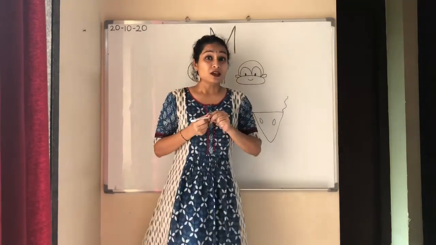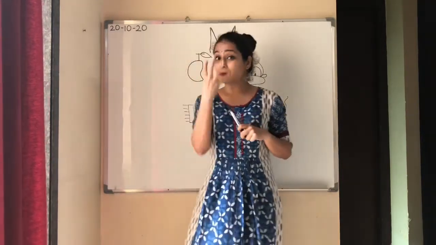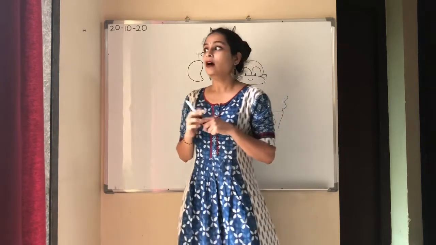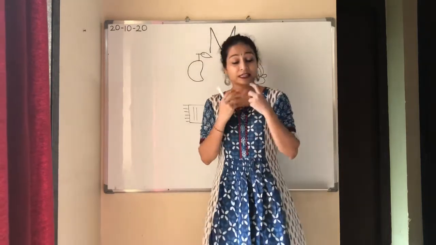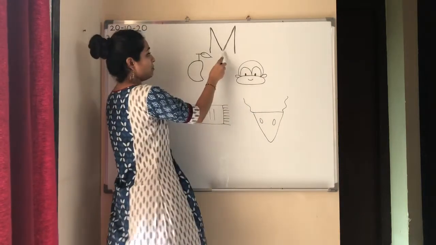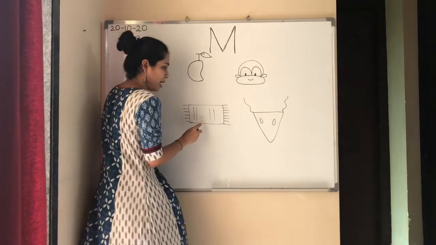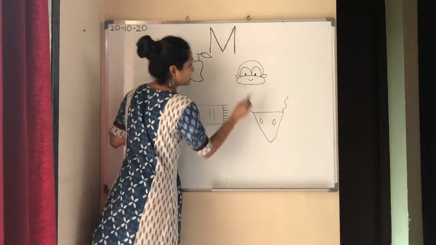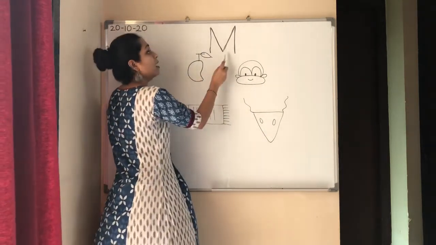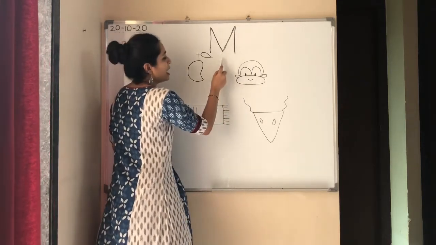At a birthday party, you remember you get those masks that you put on your face, animal masks, tiger, lion, Chhota Bheem mask. It's called mask. M for mask. Say M for mango, M for monkey, M for mat, and M for mask.